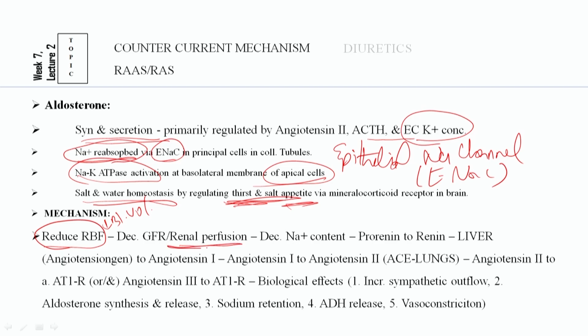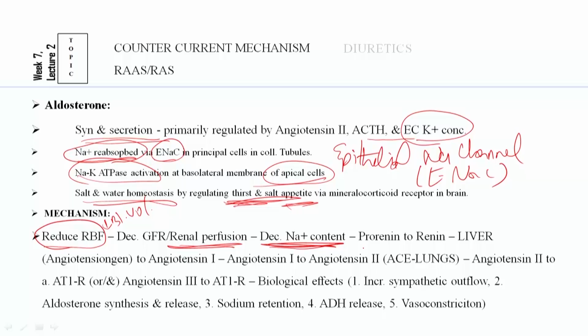Due to that reason, the renal perfusion will be decreased and GFR will be decreased. As a result, the sodium content will also be reduced because the GFR is less. That means in the filtrate, how much sodium will be filtered? A less amount. So less sodium chloride will go to the distal convoluted tubule, where it will make contact with the afferent and efferent arteriole, right?